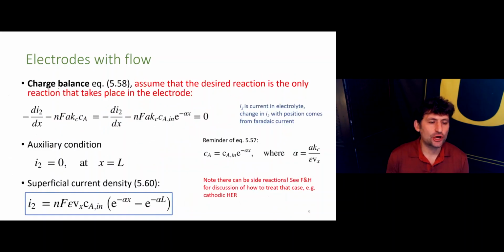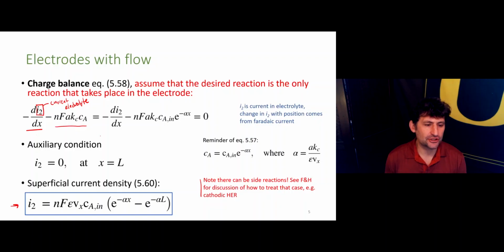We can also write a charge balance equation to get the current. We assume that the desired reaction is the only reaction that takes place in the electrode. Note there's a discussion of side reactions in Fuller and Harp, and you can treat those cases as well. Here, this is the derivative of I2 with respect to x. Remember, I2 is the current in the electrolyte. If the current in the electrolyte is changing with position, it must be due to a reaction.